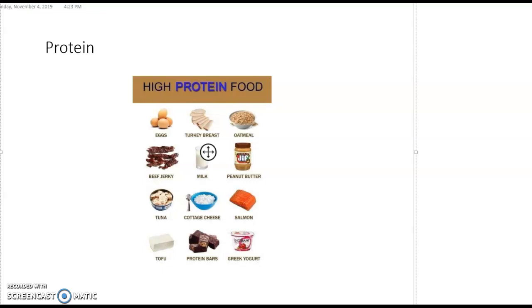Okay, now we're going to talk about a macromolecule, protein. Protein is the macromolecule that gives us structure. So you're going to find that in eggs, in meat, in peanut butter, in milk, and lots of different sources.